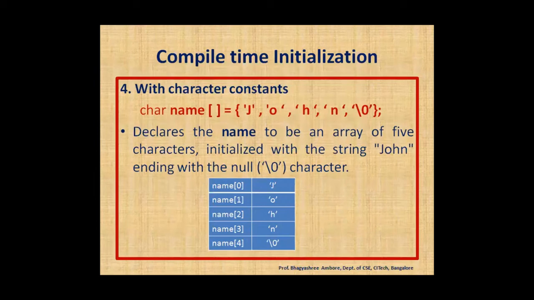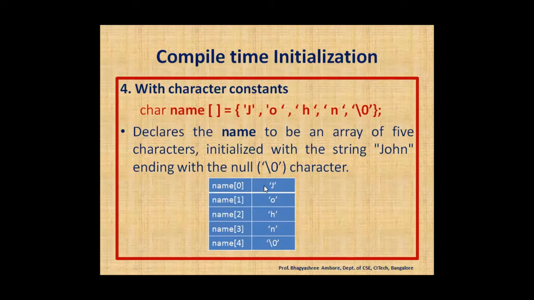Now we'll go with the next one, that is specifying character constants. Now I have made a declaration here, character name, with no size. I have not mentioned any size here, but I have grouped the values inside the curly braces. Let me count how many values we have given. First one is J, O, H, N, and the last one to indicate the end of the array. So total how many are there? 1, 2, 3, 4, 5. The size of the array will be 5.